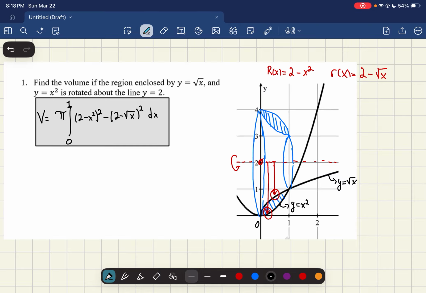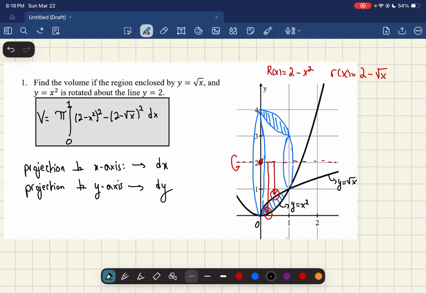All right, so just remember, the reason why I know that the integration must end with dx is because my projection of the radius was perpendicular to the x-axis. So always remember, whenever the projection is perpendicular to the x-axis, I need to use dx. Whenever the projection is perpendicular to the y-axis, then I need to use dy.